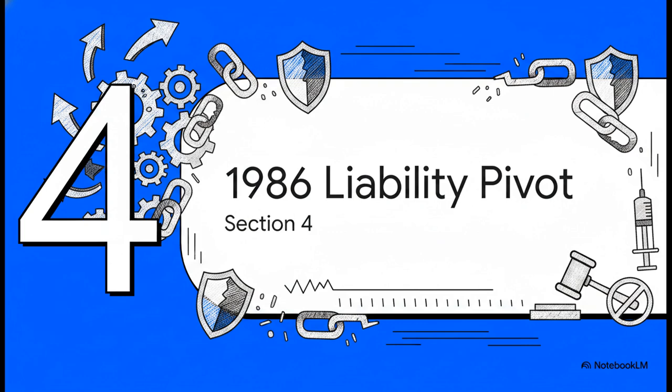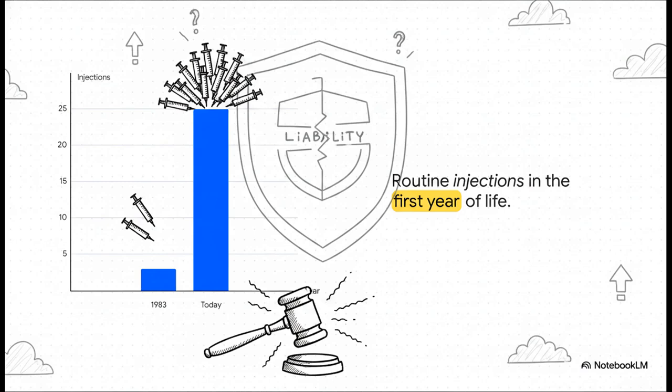That brings us to Section 4. The 1986 liability turning point. First, just consider the sheer scale of the change in the childhood schedule. Back in 1983, a child received about 3 routine injections in their first year of life. Today, following the full CDC schedule, a child can receive 25 or more injections before their first birthday. The source documentation argues this massive expansion was directly triggered by a massive shift in legal liability.